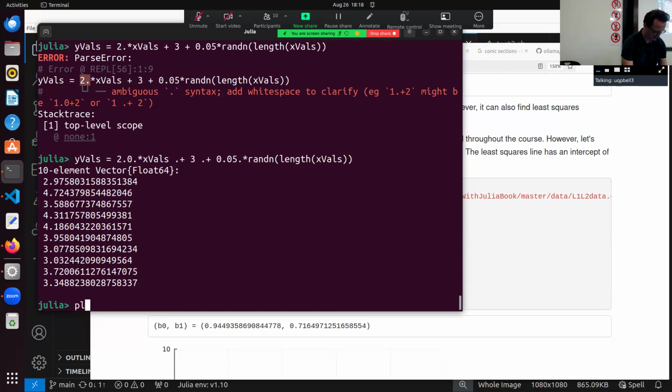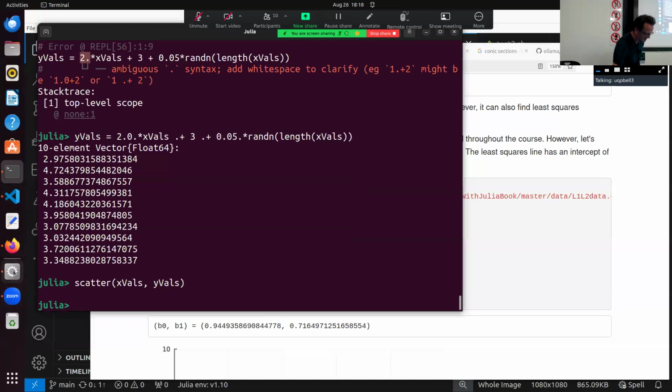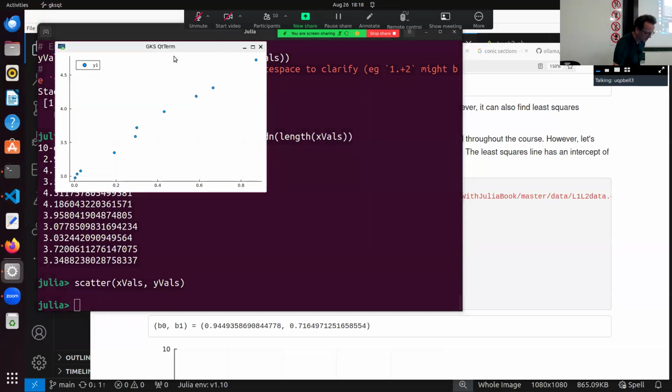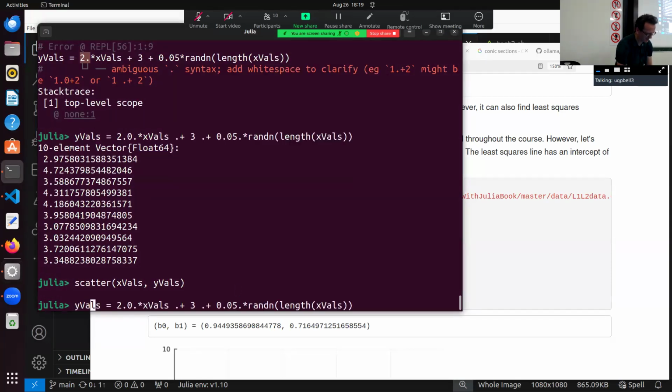If I go plot, so maybe scatter, x vals. Cool. I think we want more noise than that. That seems too easy. Let's bump up the noise to 1.